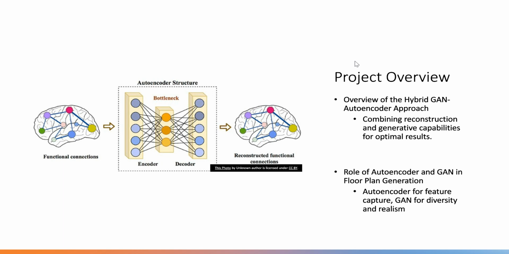Significance of the hybrid approach. Now, you might be wondering, why a hybrid approach? Well, the autoencoder ensures the fidelity of the generated floor plans by reconstructing essential features, while the GAN adds spice, creativity, and diversity. It's this harmonious blend that distinguishes our approach and makes it particularly powerful. So let's explore how these two technologies work in tandem to create something truly unique and valuable in the realm of architectural design. Shall we move forward?